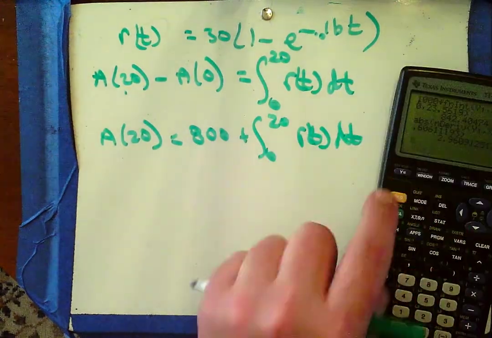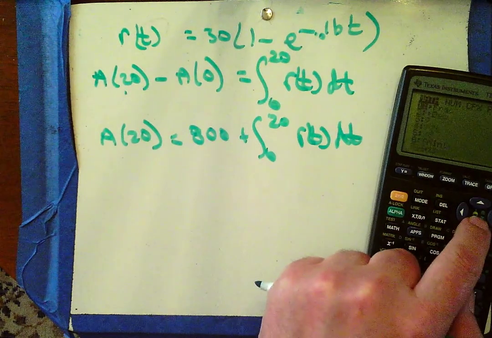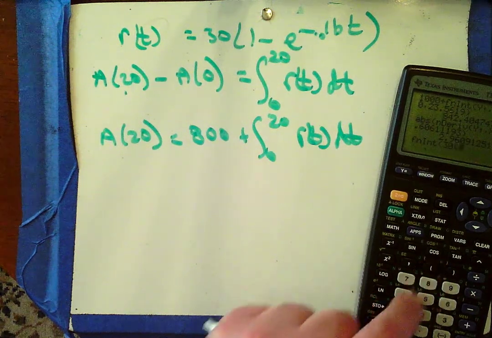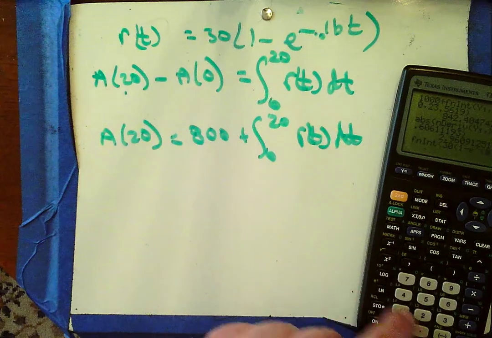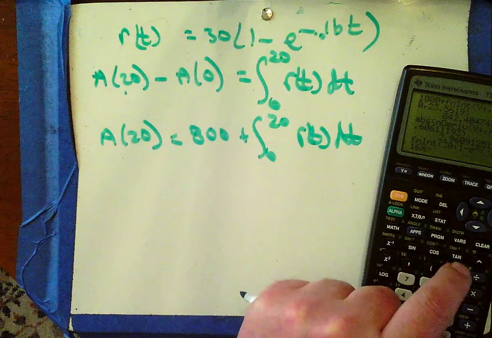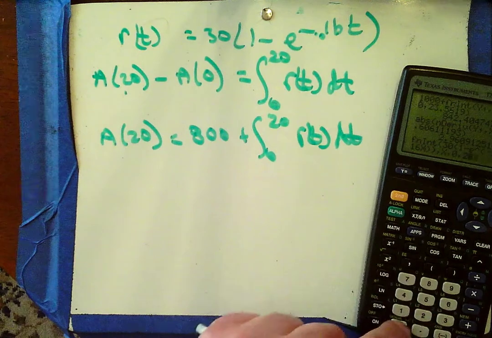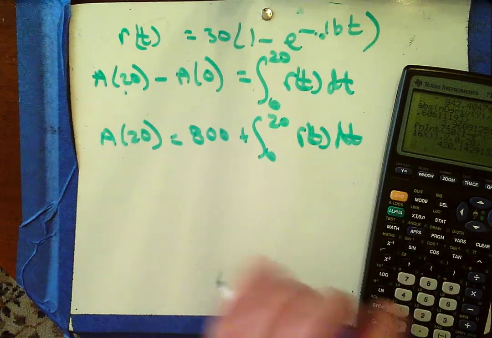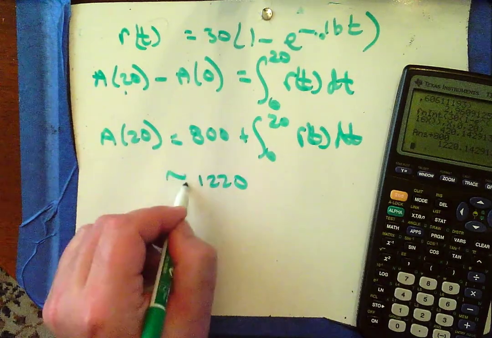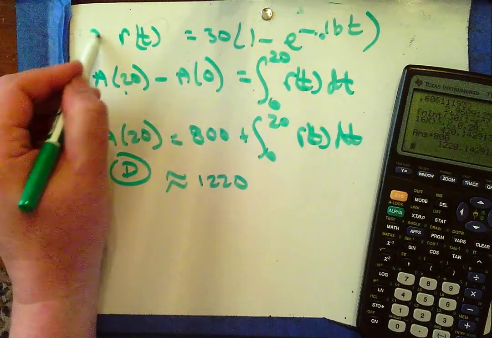So I integrate with my calculator. Second quit, math, integrate 31 minus e to the negative 0.16 x, close parentheses, comma x, comma 0, comma 20. Remember, we still need to add 800 to this, and so I get 1220 approximately, and that corresponds to choice D. D for number 81.